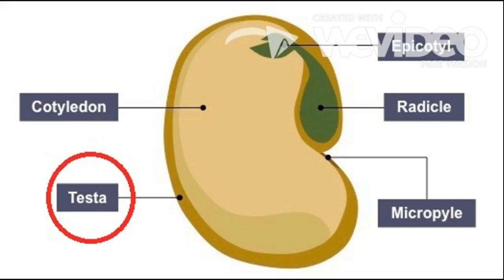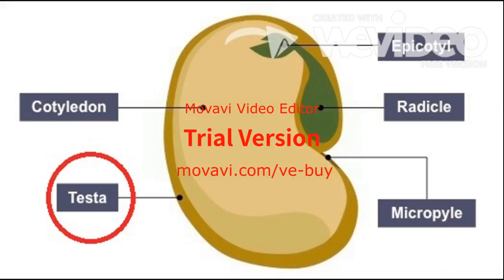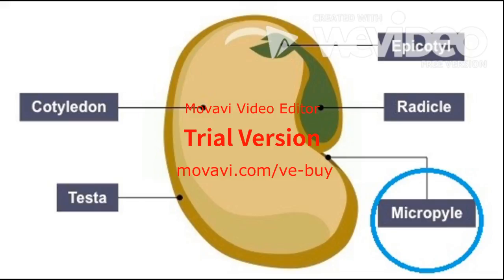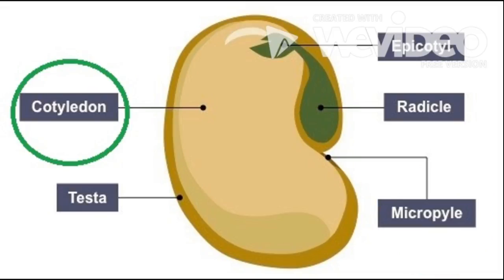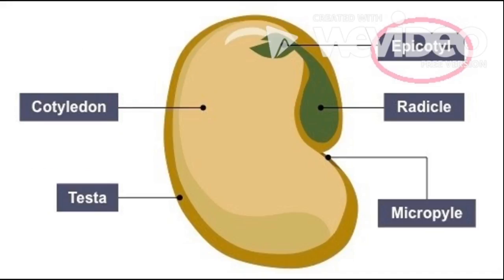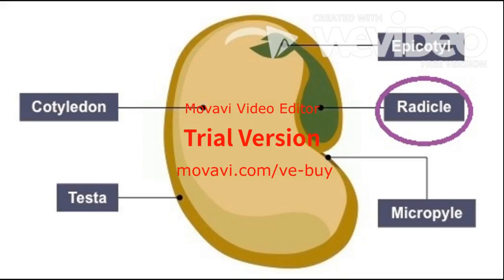Testa: an outer seed coat that protects the embryonic plant. Micropyle: a small pore in the outer covering of the seed that allows for the passage of water. Cotyledon: contains the food stored for the seed and forms the embryonic leaves. Plumule: the embryonic shoot, also called the epicotyl. Radicle: the embryonic root.